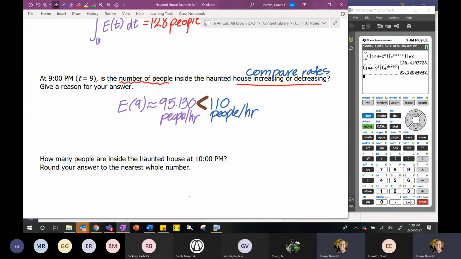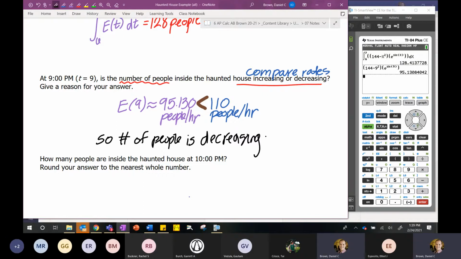I know from the problem there's 110 people leaving per hour. So would the number of people be increasing or decreasing? Decreasing. People are leaving a lot faster than they're entering. So because of that, the number of people is decreasing. So I have my reason, I showed the math, my calculator did it for me, and then I had my justification after it.